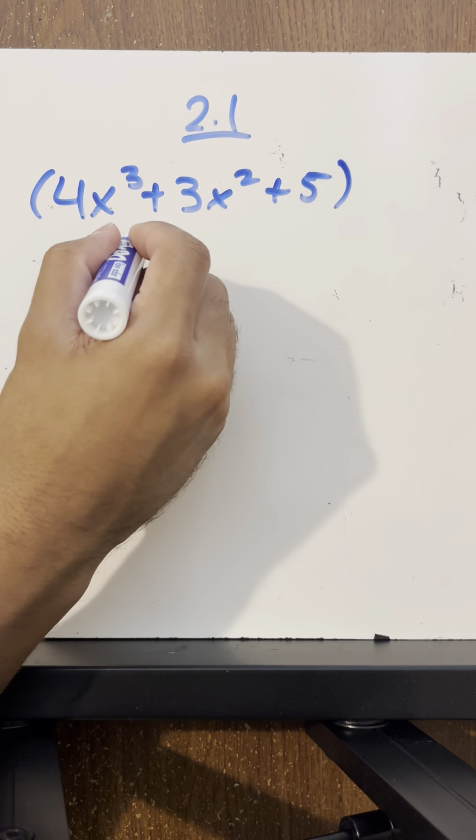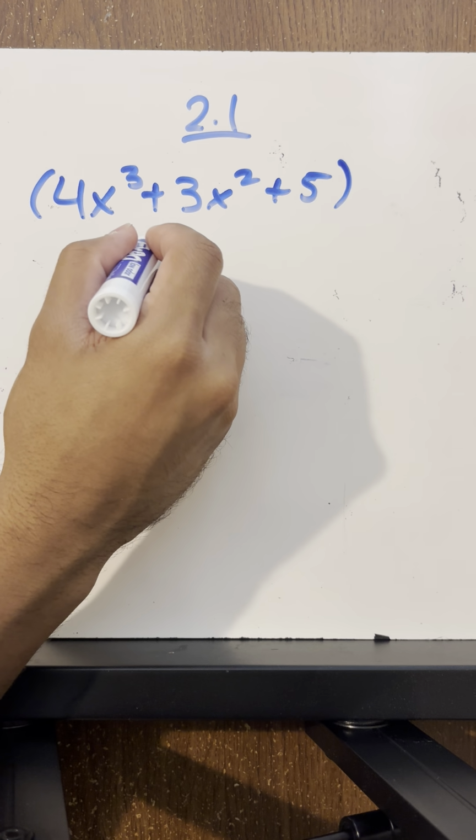Okay, and we're going to add this to 6x to the third plus 2x squared plus 7, right? So what do we see? We see one polynomial here and another polynomial here. Okay, so what we need to see is which of them have the same exponent attached to their variables.